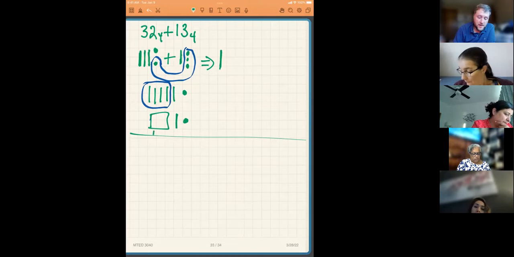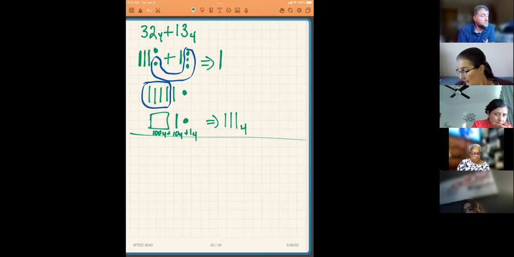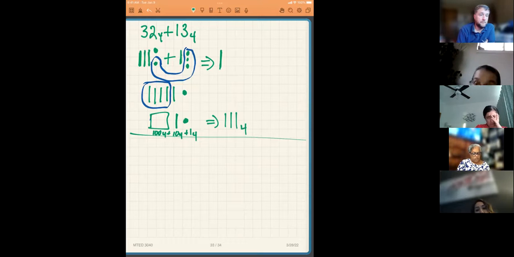And so, like you said, that's 1, 0, 0 base 4 plus 1, 0 base 4 plus 1 base 4. Or easier, you can just say it's one of the squares, one of the lines, and one of the ones. And that becomes 1, 1, 1 base 4. Fun stuff.